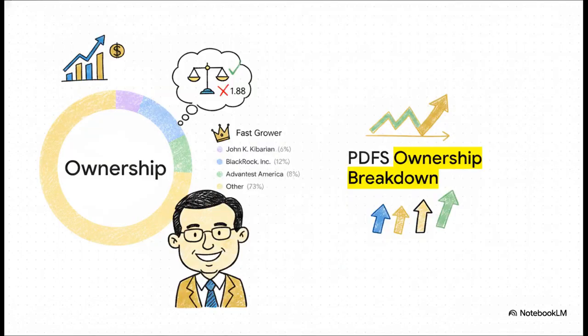Looking at the ownership breakdown, Peter Lynch would definitely categorize PDFS as a fast grower, especially given that 26% revenue jump. And he'd be thrilled to see CEO John Kibarian holding over 6% of the company himself. But Lynch relies really heavily on the PEG ratio, price to earnings divided by growth. With a PE sitting around 49 and growth at 26%, our PEG ratio is roughly 1.88. Lynch usually wants that number well under 1. At 1.88, you are definitely paying a premium for that growth. So Lynch's verdict here, it's a solid hold.